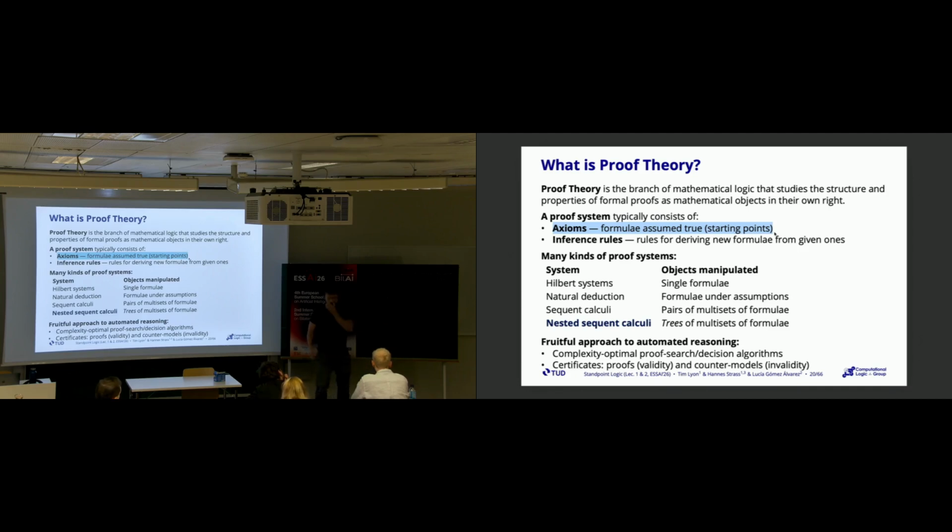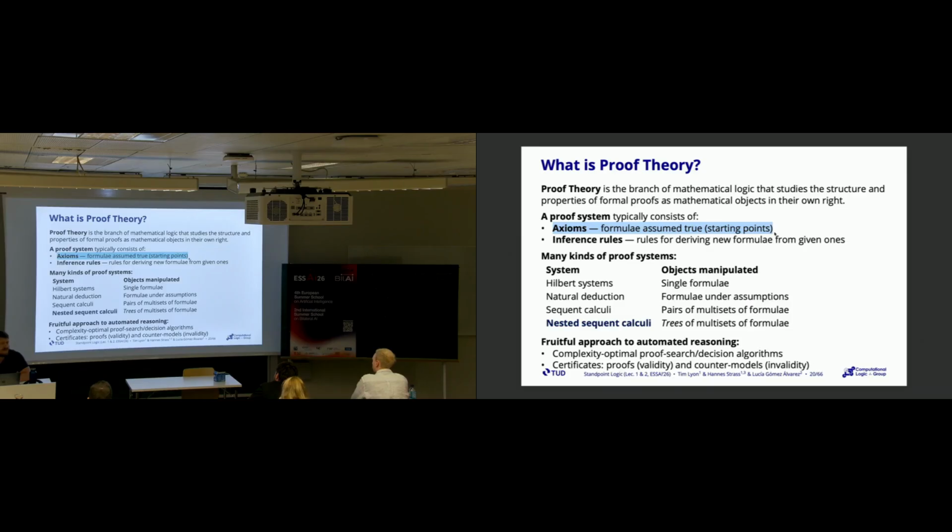Depending on what mathematical or logical theory we are dealing with, we can have different axioms which represent fundamental truths about that logical or mathematical theory. So axioms are essentially the starting point of proofs. And we can manipulate axioms by means of inference rules.